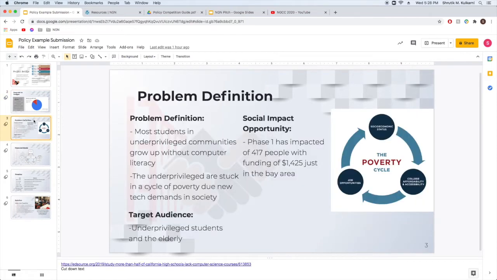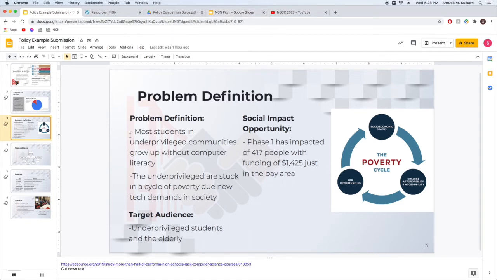So here's the problem definition. Tell me what's wrong with this. Well, a lot. Firstly, there's not enough statistics here, and you'll see that the NGN pitch over here, the second one that we're going to go over, is going to be a lot better. But once again, this is the bare minimum of a problem definition.